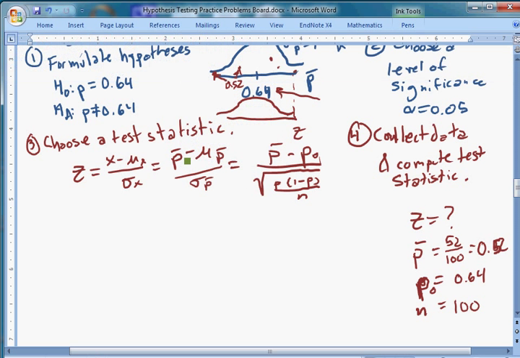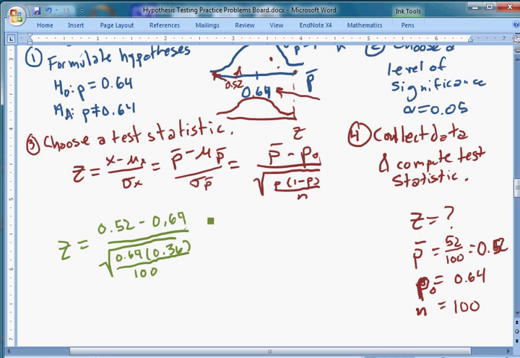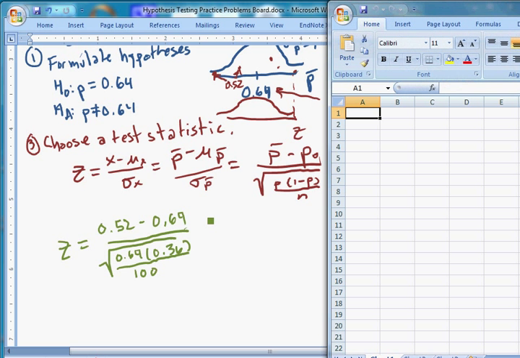Let's make it green. So z then is going to be equal to 0.52 minus 0.64 all over the square root of 0.64 times 1 minus 0.64, which is 0.36. I can do that in my head. But if you don't feel comfortable with that, use your calculator by all means. All over 100. Okay, now I want to figure out the answer to this. So I'm going to bust open Excel, which is a very handy place to calculate this sort of thing. Equals 0.52 minus 0.64. It's going to be negative 0.12.